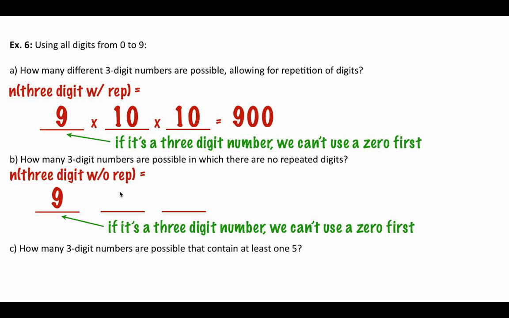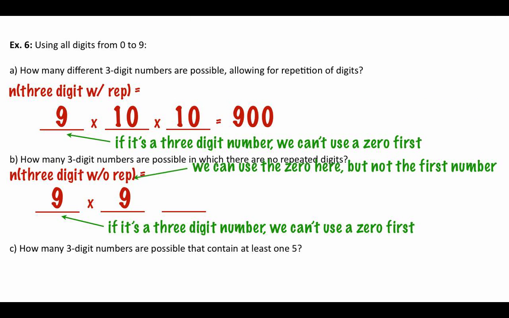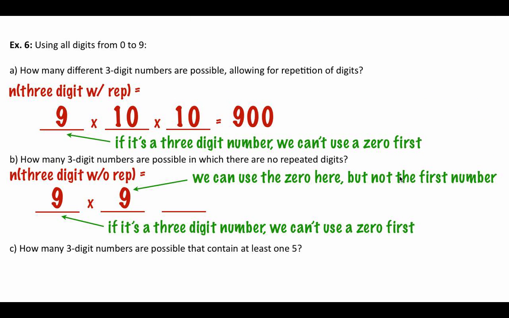Now the second digit comes along, and we need to make a choice here. Can I use 0? Yes. Can I use the number that I used first? No, because repetition is not allowed. So if I add 0 back into the 10 digits I have to choose from, but I subtract the 1 that I used in the first spot, I'm still at 9. The reason I'm still at 9 is because here we can use 0, but we can't use the first number. So we've lost a number, and we're down to 9.